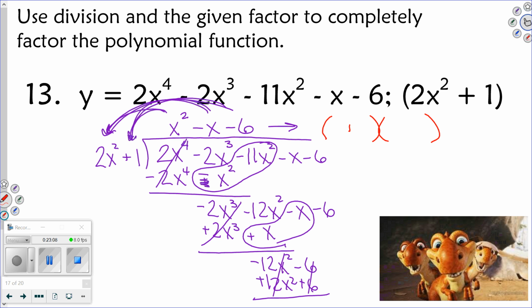Right? That's just regular old factoring. So I'm going to have 1 plus, 1 minus, x and x, 1 and 6, or 2 and 3? 2 and 3. Positive 2, minus 3. I just went ahead and factored whatever I had left. Am I done?